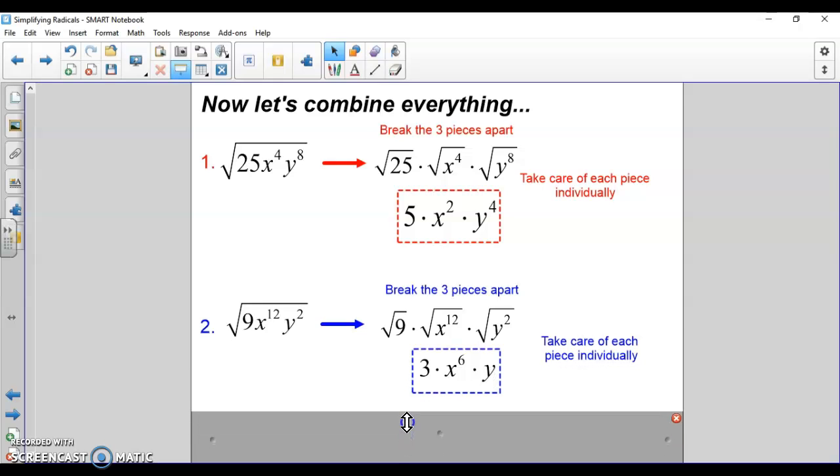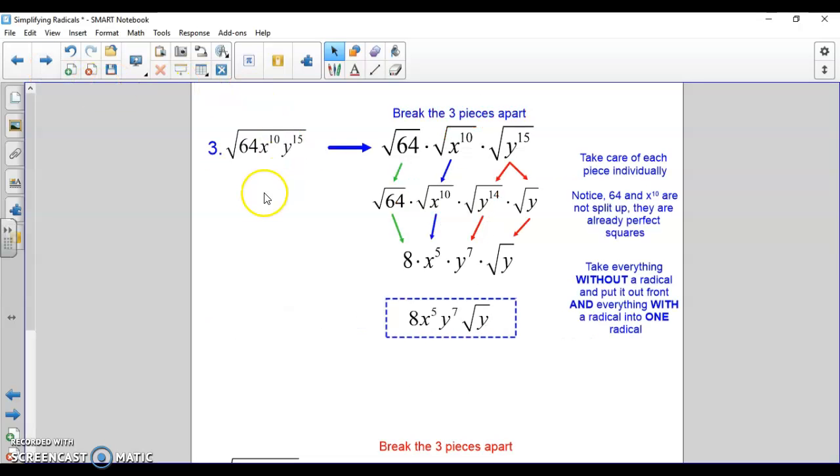Next one. Square root of 9, x to the 12th, y squared, all square rooted. Take care of each piece individually. It's nice and easy when everything's a perfect square. Not much work involved. Let's step it up just a little bit. Now we have some pieces that are perfect squares, some that are not.